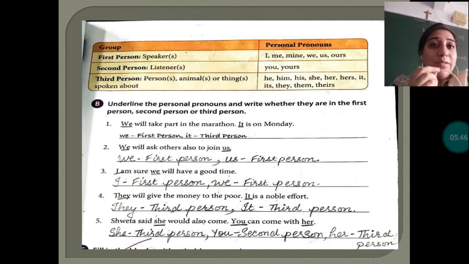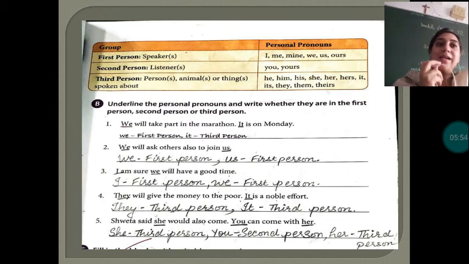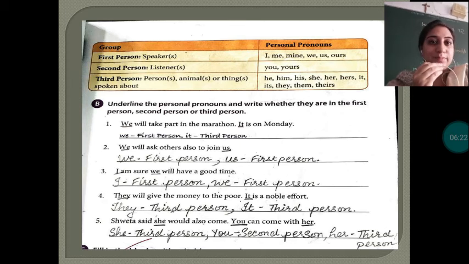You can see the group also. First person, that is speaker, that is I, me, mine, we, us and ours. Second person is the listener, that is you, yours. And the third person means animal, person, things spoken about. That means he, him, his, she, her, hers, it, they, them, theirs and its. So I hope you are clear with the first person, second person and the third person.